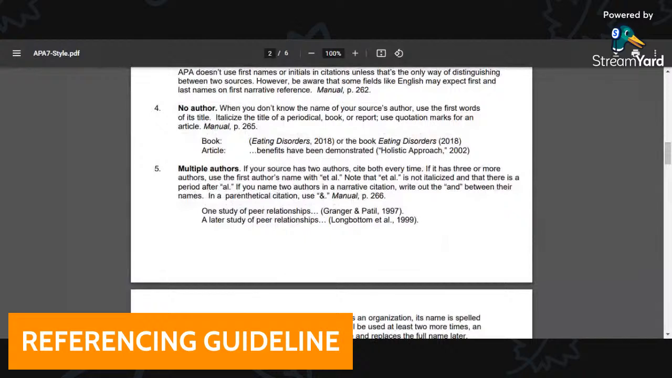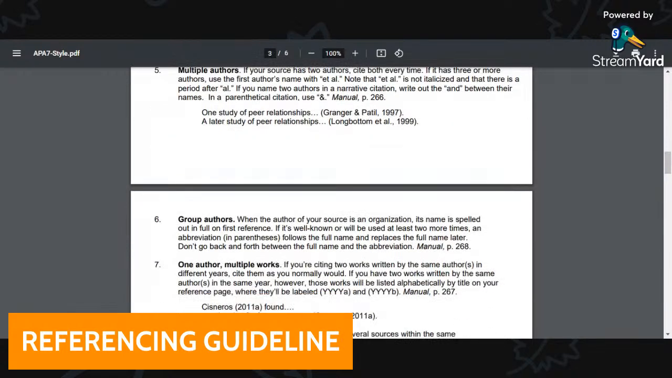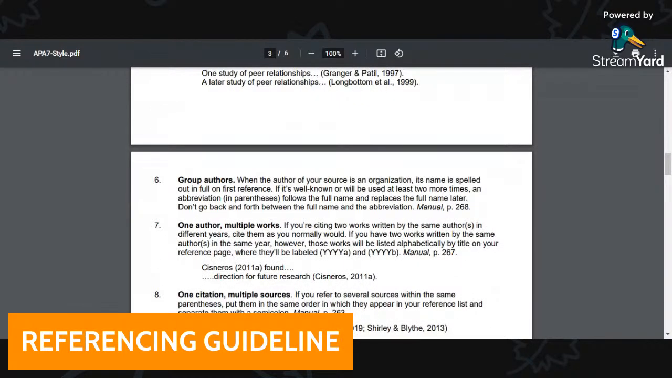It is given: if your source has two authors, cite both every time. If there are three or more authors, use the first author's name and et al. We have discussed earlier why we use et al. Group authors, one citation, multiple sources.